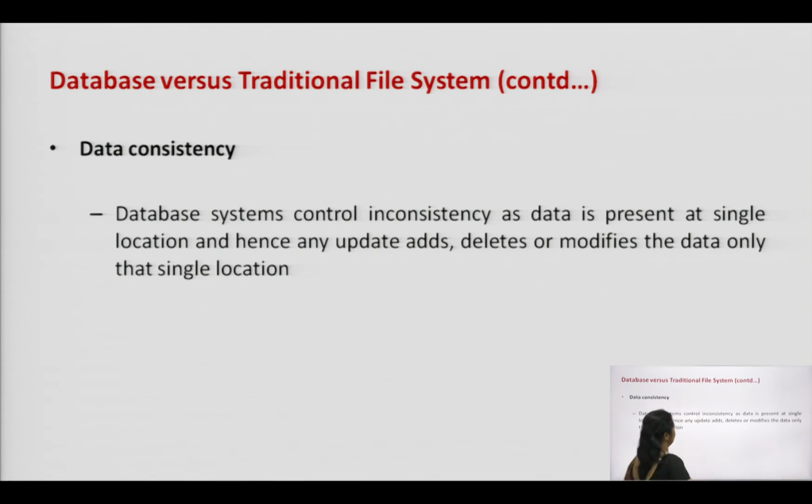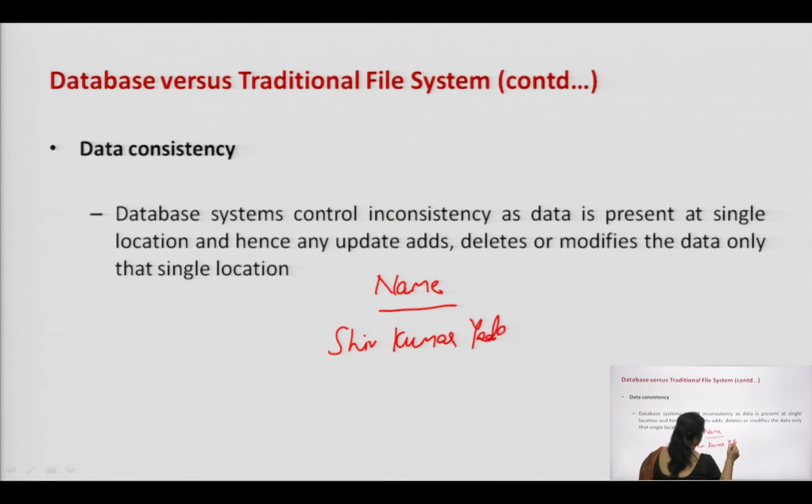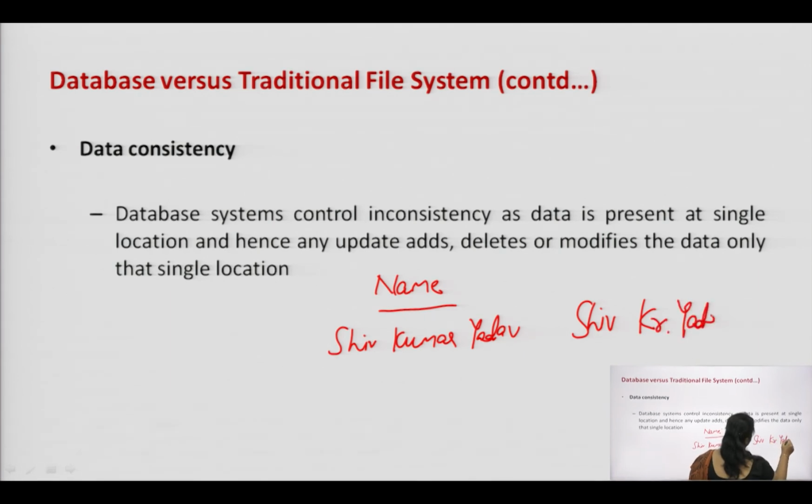Let me give you another example. We said the name of the student is being stored in the department, the registrar office and in the accounts office. Now, there is a student Shiv Kumar Yadav. So, what does the department do? It stores the name of Shiv Kumar Yadav as this, whereas the registrar office writes it differently. So, are they the same student? Why? Because the data is now written differently in the two places.